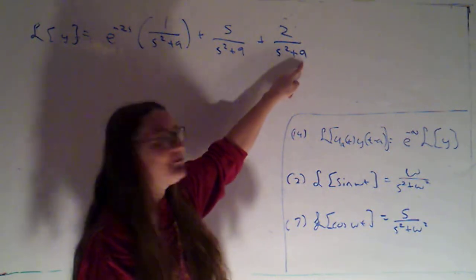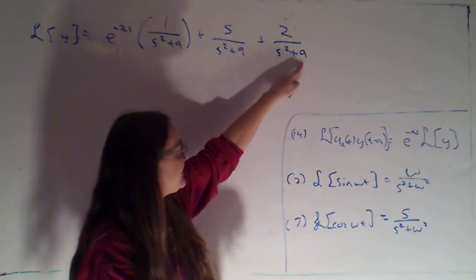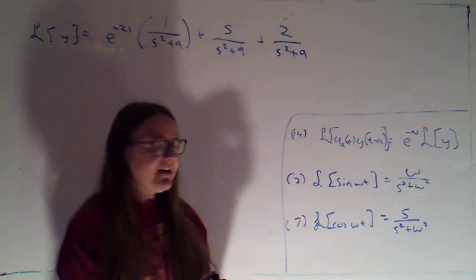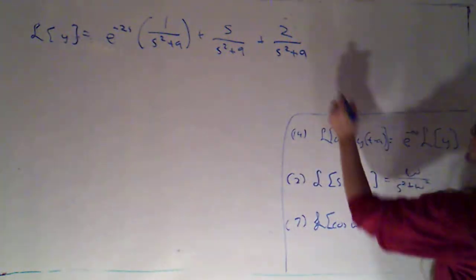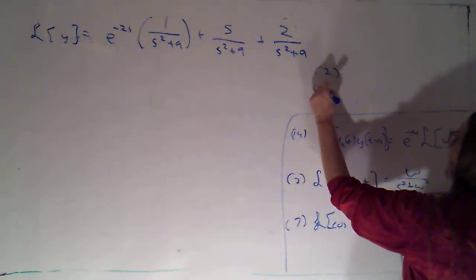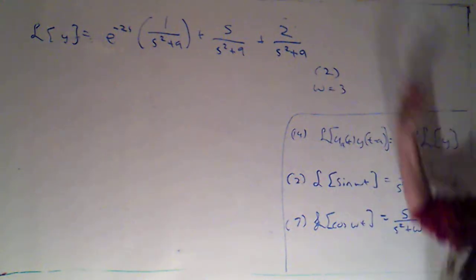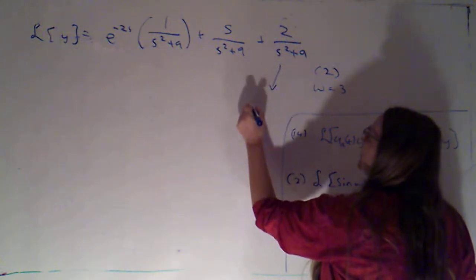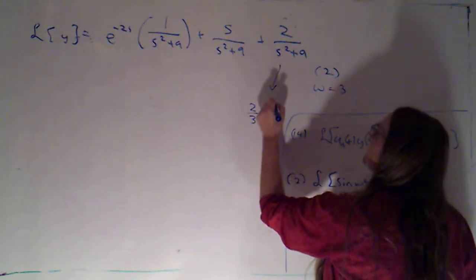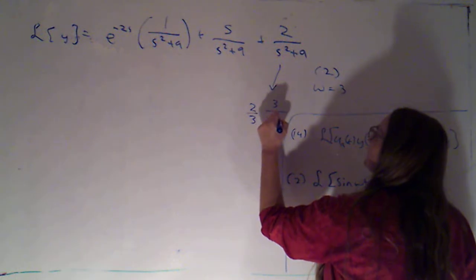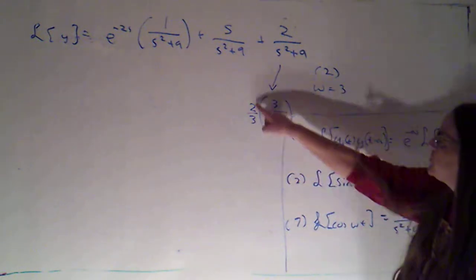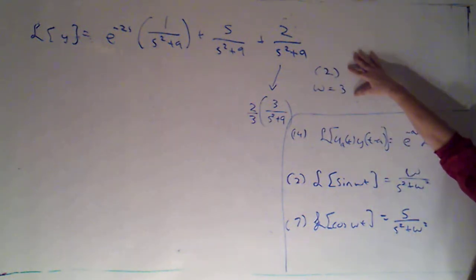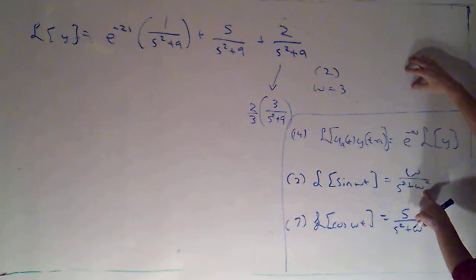Here, I've got s squared plus 9. 9 happens to be 3 squared. And I have just a number on top. That looks like this, although here, if I'm trying to use formula 2, I'm going to want my omega to be 3. So I don't want the 2 on top, I want a 3 on top. But I can rewrite this piece, pull that 2 out, multiply by 1 in the form of 3 over 3, and I get 2/3 times s over s squared plus 9. Now that's a match for formula 2 with omega equaling 3.